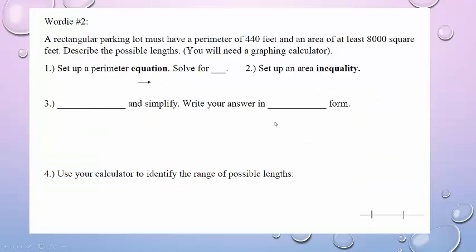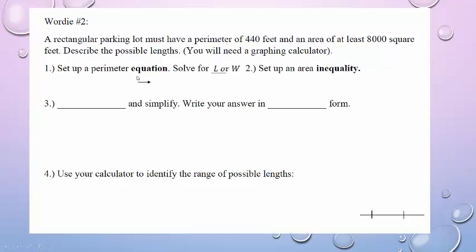Last but not least, we're going to do a substitution problem that deals with inequalities. These are quite popular. You'll find that as you take higher level math classes, they really like perimeter and area problems. So we're going to take the perimeter of a rectangular parking lot. We have to have the perimeter equal to 440 feet. We want our area to be at least 8,000 square feet. And then we want to write an inequality to represent all the possible lengths of two of the sides.